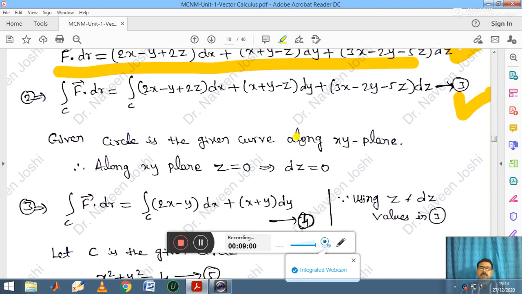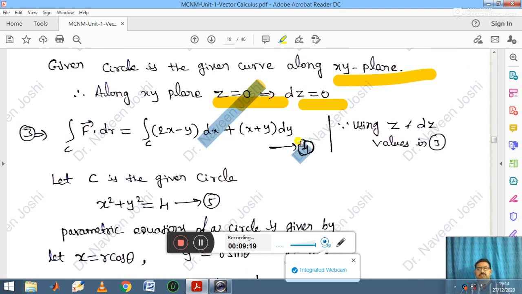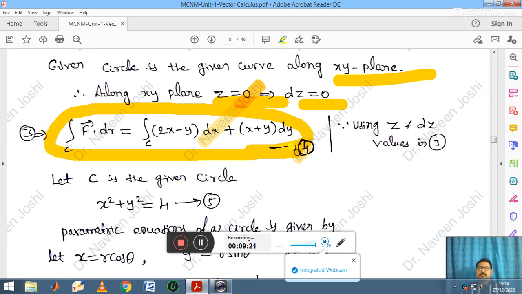Then we know that the circle they are considering is in the xy plane, therefore your z value is 0 and dz is 0. You put z and dz as 0 in equation 3. So in equation 3, wherever z and dz are present you make them 0. Then you get the equation in terms of x and y. So this is your equation 4.